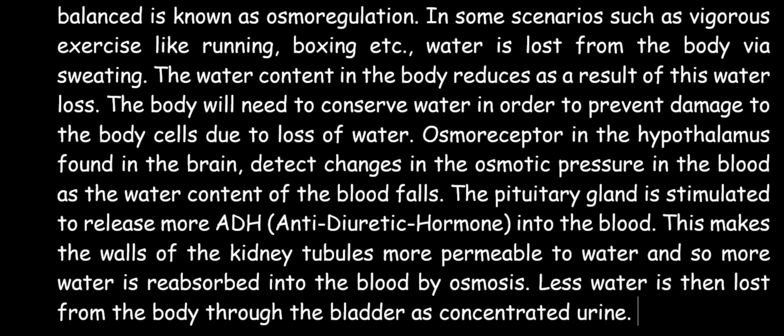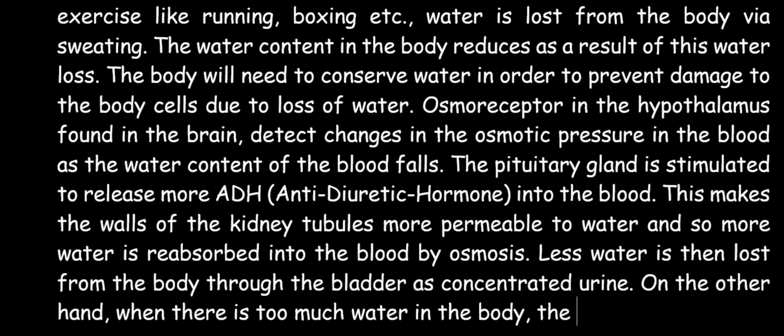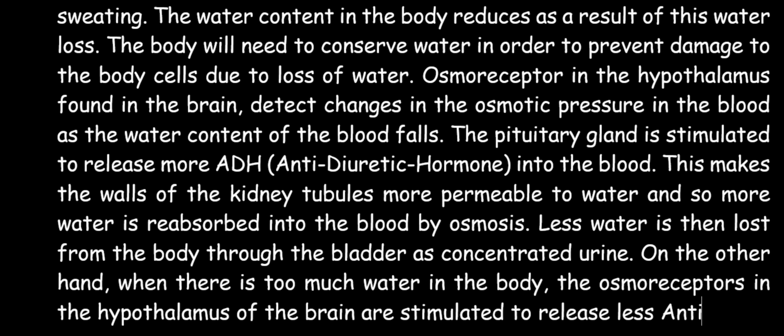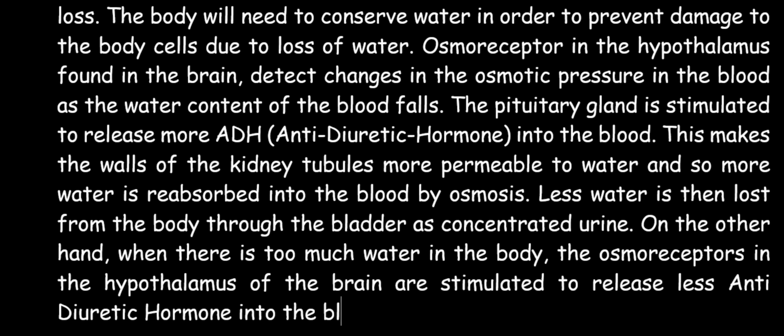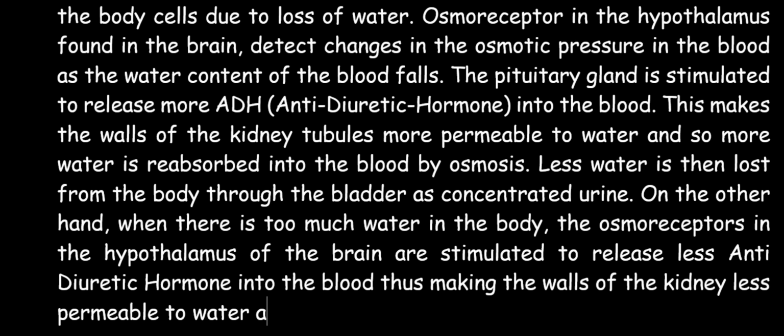On the other hand, when there is too much water in the body, the same osmoreceptors in the hypothalamus of the brain are stimulated, but this time they are stimulated to release less antidiuretic hormone into the blood, thus making the walls of the kidney less permeable to water, and so less water is reabsorbed into the body by osmosis.